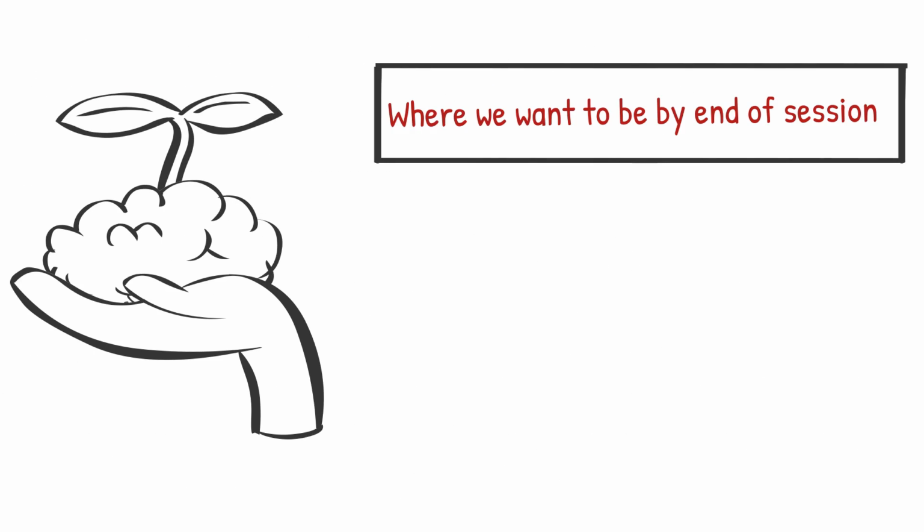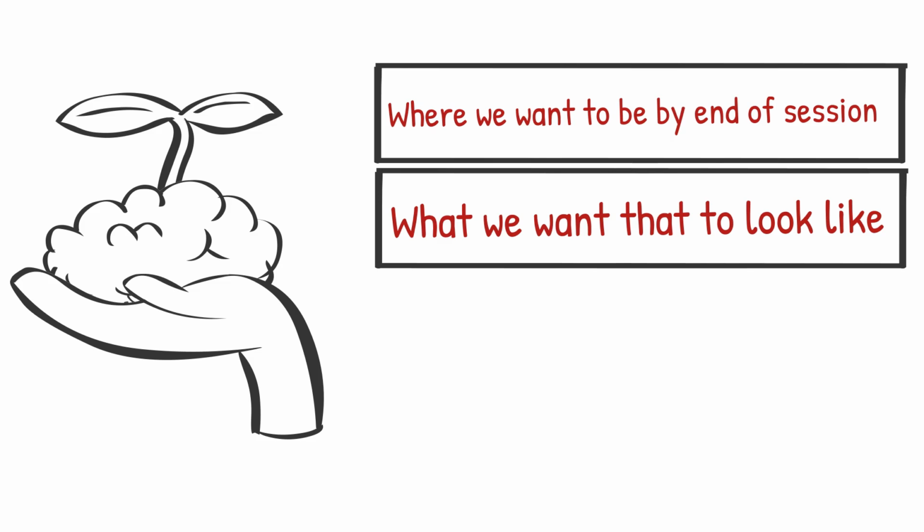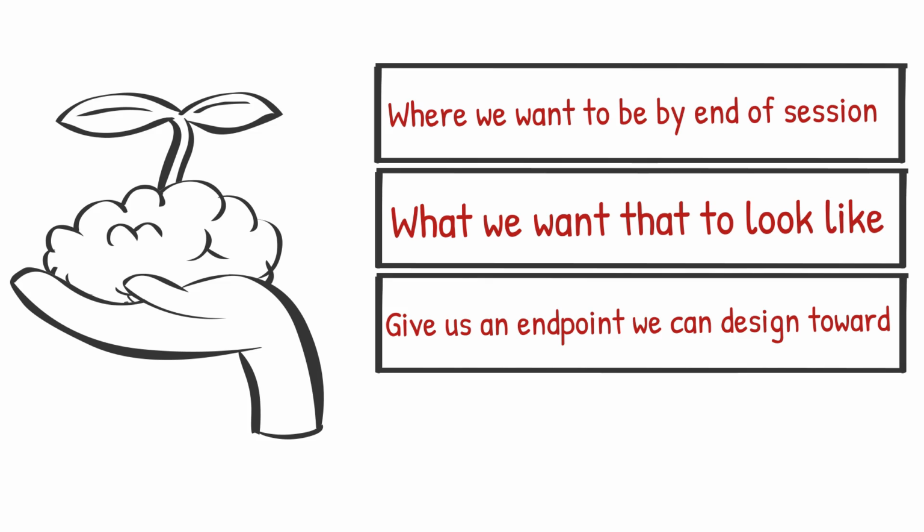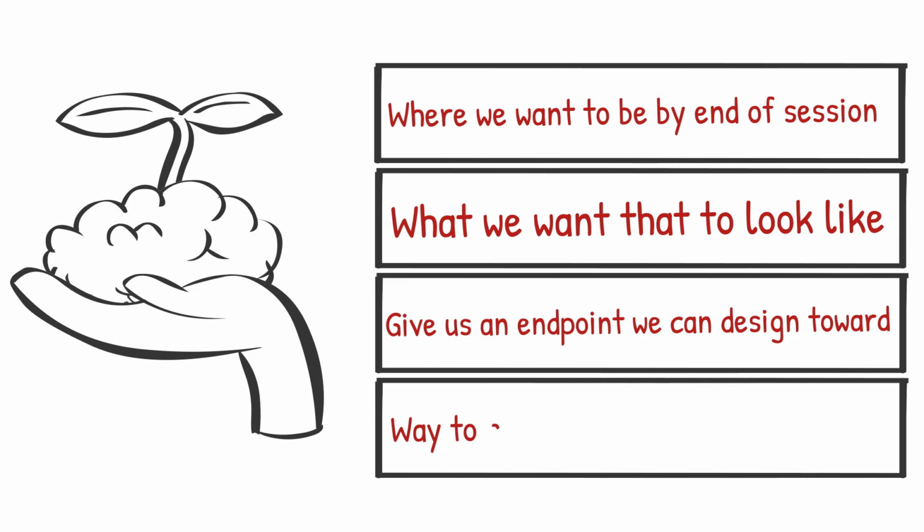So learning objectives, 1, tell us where we want our learners to be by the end of our session. 2, tell us what we want that to look like. 3, because of points 1 and 2, it gives us an endpoint we can intentionally design toward as we develop our session. And 4, provides us a way to gauge whether our educational intervention is staying on track or going off the rails.